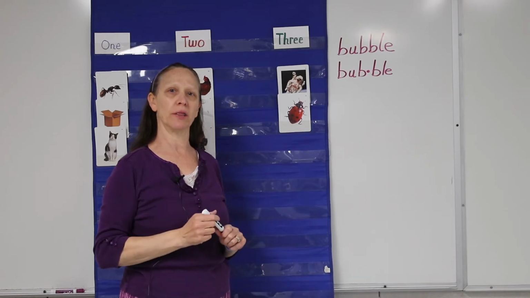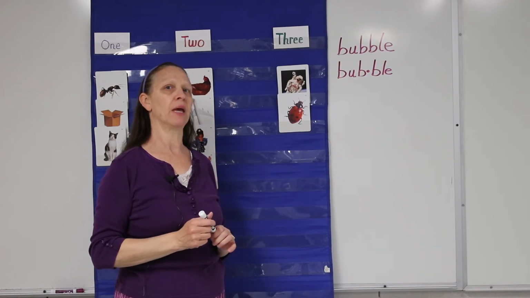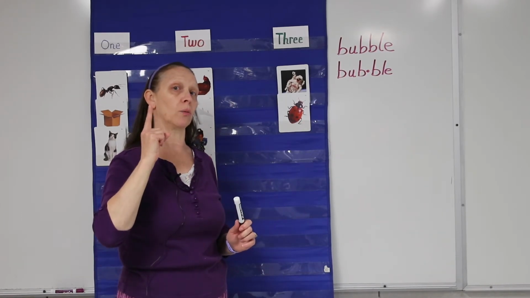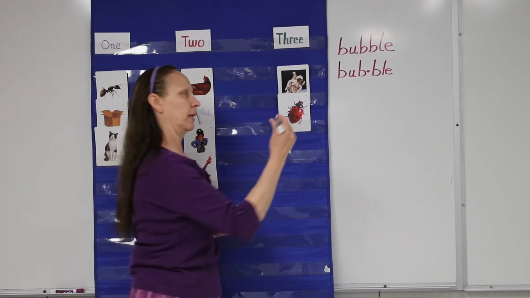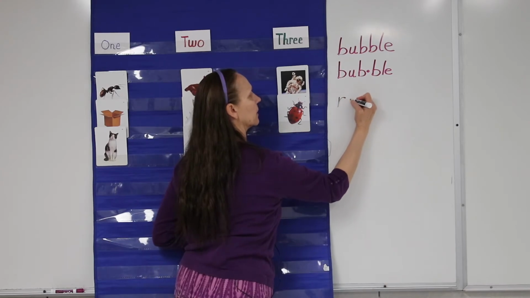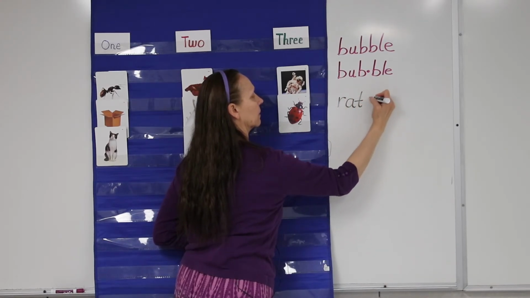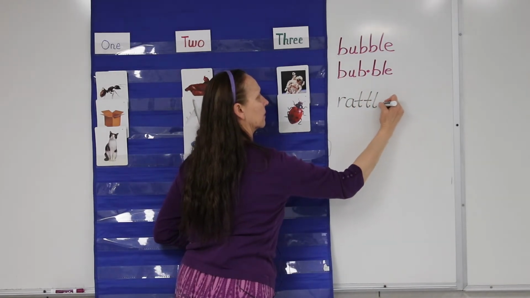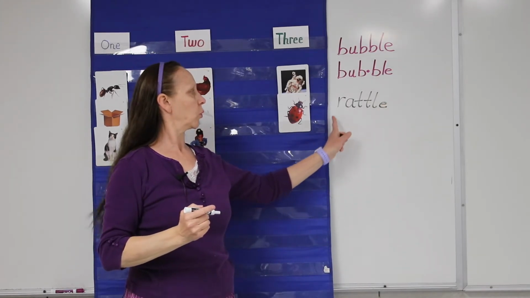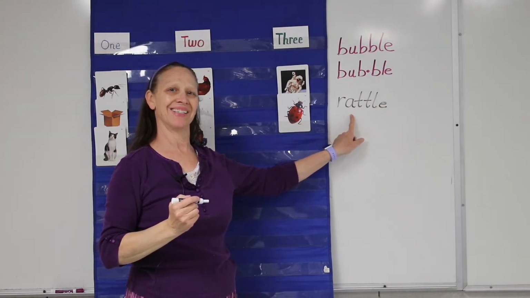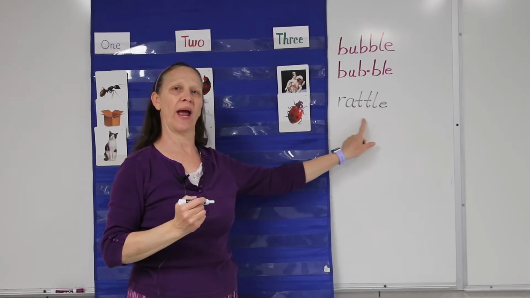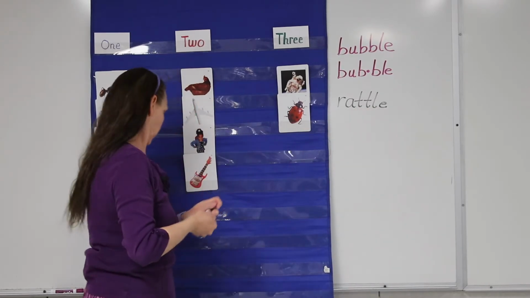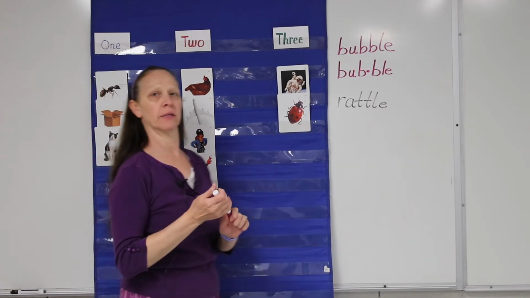I'm going to show you one more of these. You're going to help me. And then I'm going to show you one more rule that you're going to need for this week. Okay, are you ready? Okay, the word is... T. They both say T. Rattle. That one's not working very well, so we'll go to this one.